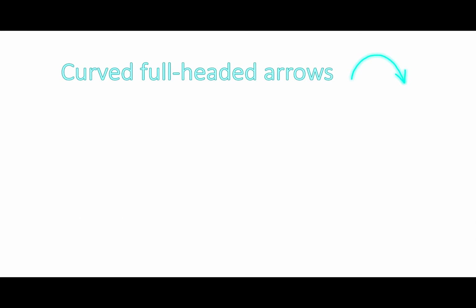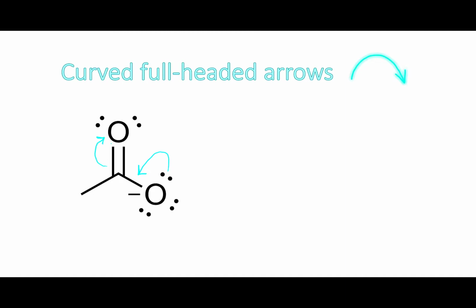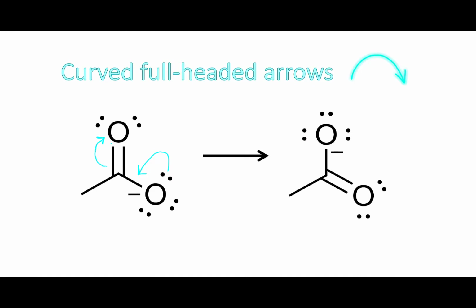Let's take a look at an example of an acetate ion. And we're going to derive its resonance structure using curved arrows. To do that, we're going to take this lone pair on this oxygen and move it over to make the double bond. And simultaneously, we have to take a pair of electrons from this double bond and move it over to become a lone pair on this oxygen. When we do that, we get the resonance form.